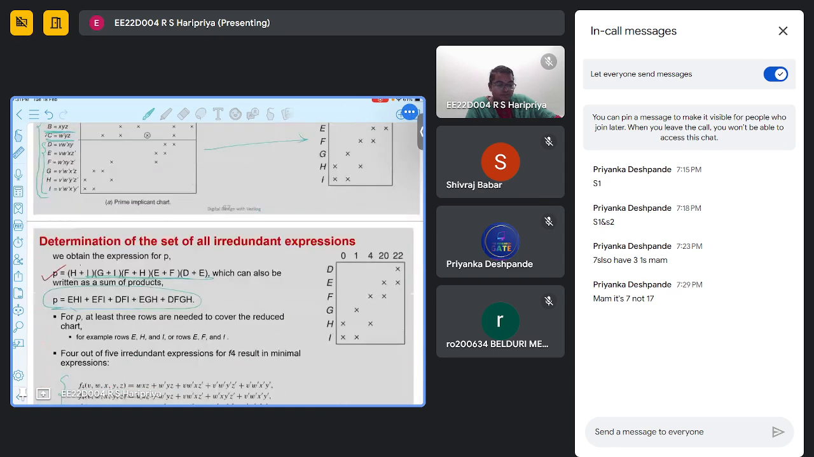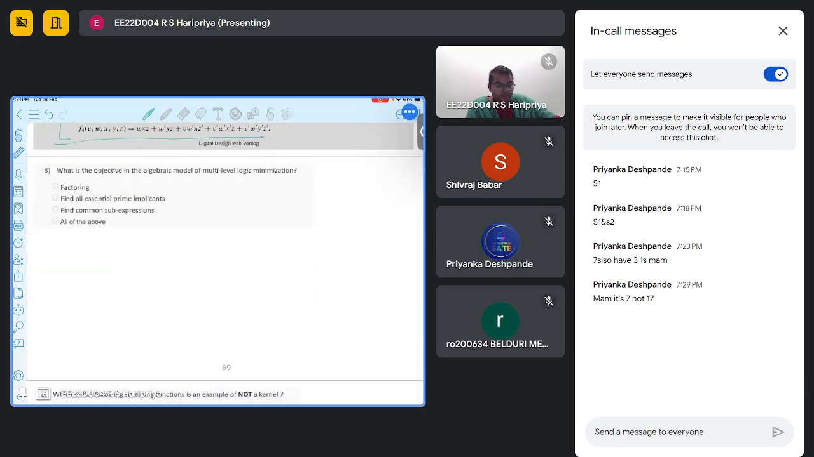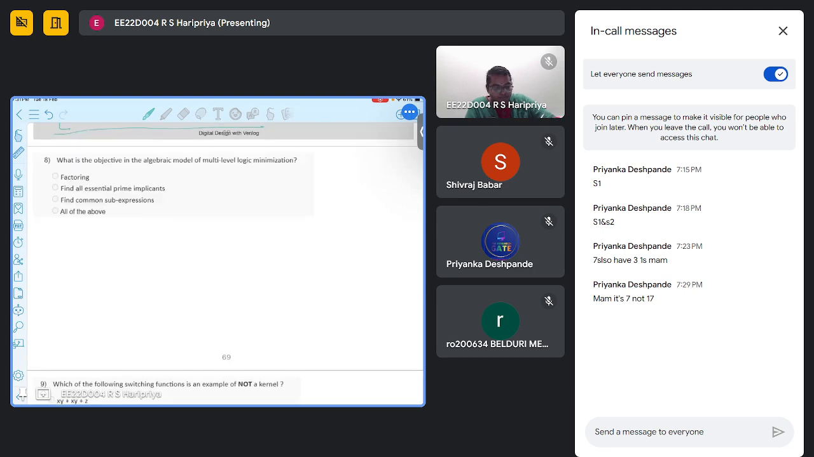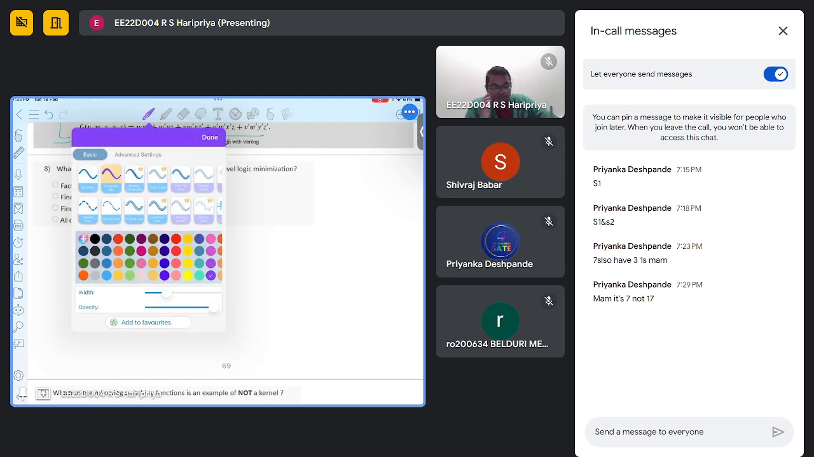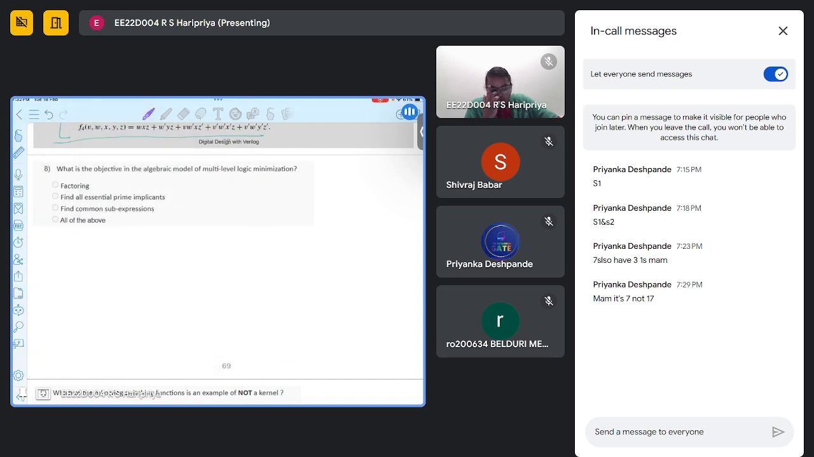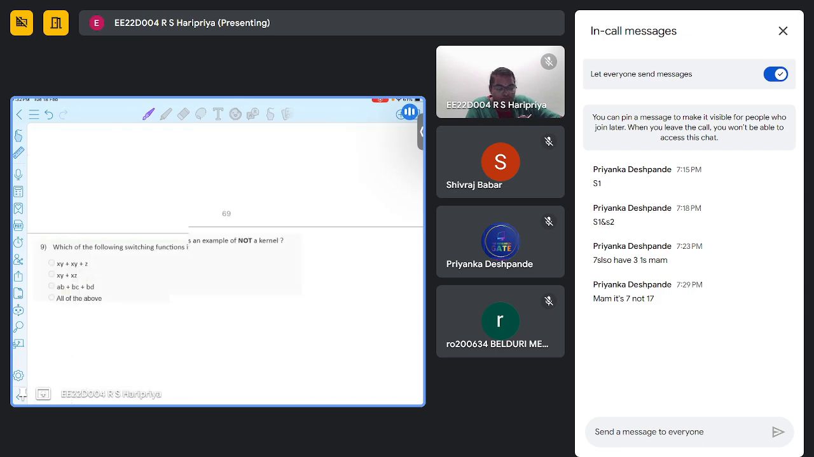So going to the next question. What is the objective in the algebraic model of multi-level logic minimization? We have to find the common sub-expression. Okay. So going to the next question.